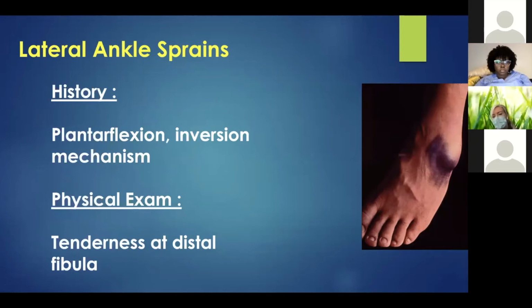So largely the ATFL and the CFL are the most commonly injured ligaments, and that's along the anterior and distal tip of the fibula. If they come in with a really swollen, super bruised ankle, then a lot of times, if you're worried about one of these other injuries that we treat very differently, we'll have them come back and re-examine them. Okay.